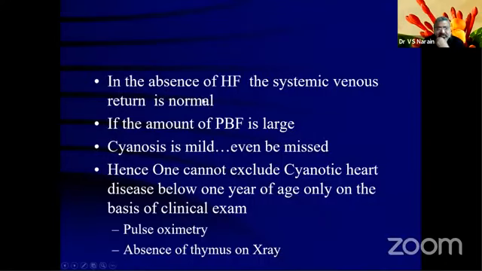So as already said, in the absence of heart failure, the systemic venous return remains normal. If the amount of pulmonary blood flow is large, cyanosis will be mild, and it can be so mild that it can even be missed. And what you think is an acyanotic condition could actually be a cyanotic condition where you're making the cyanosis because you have a good amount of pulmonary blood flow. And sometimes we cannot exclude congenital cyanotic heart disease below the age of 1 year only by the clinical examination. Because I said, if you have a good pulmonary blood flow, you can miss cyanosis and you can pass off this child as having an acyanotic heart disease or no cyanotic heart disease or no heart disease at all.